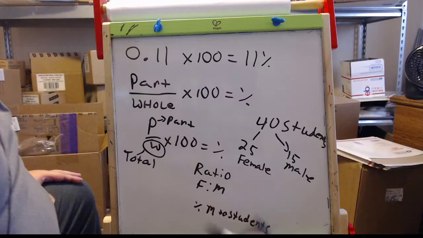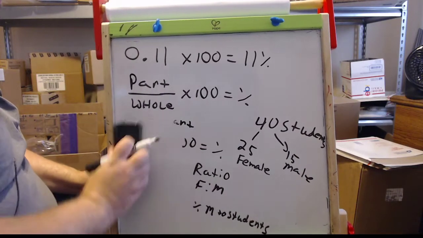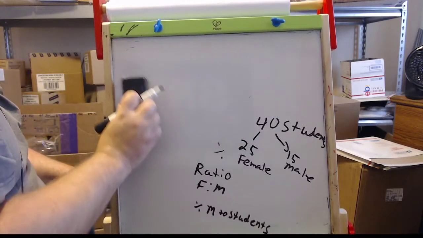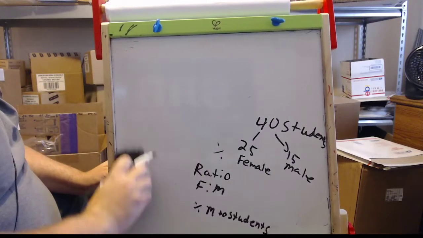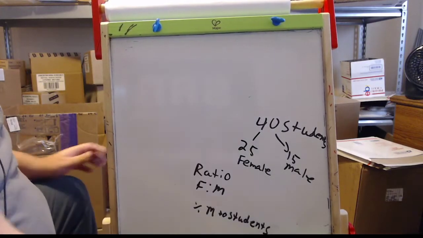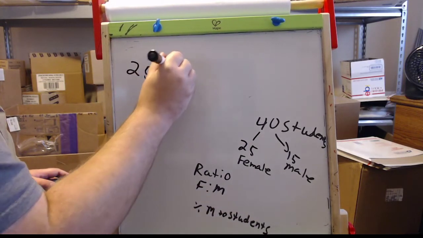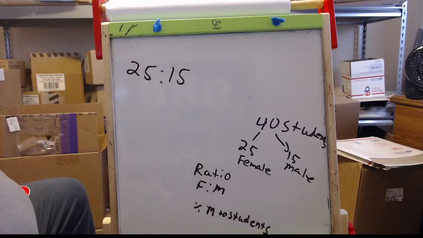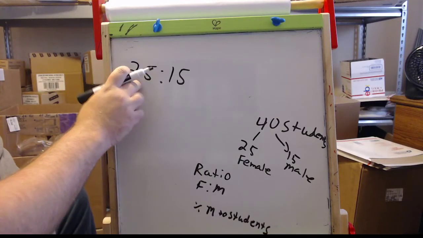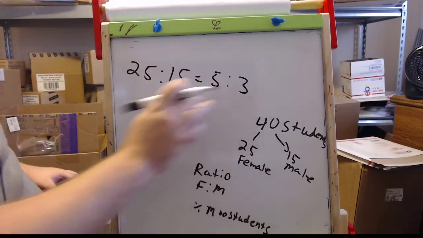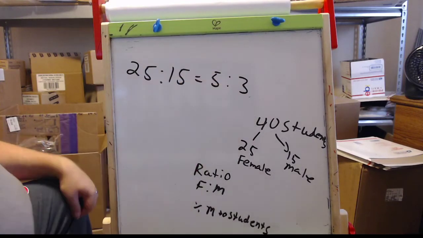Okay. So let's take a look at these. We'll erase this so we have a little bit more room. All right. So the ratio of female to male. There's 25 females to 15 males. What if I want to reduce it? Well, 5 goes in, so 5 thirds, and there's a proportion set up, 5 to 3.